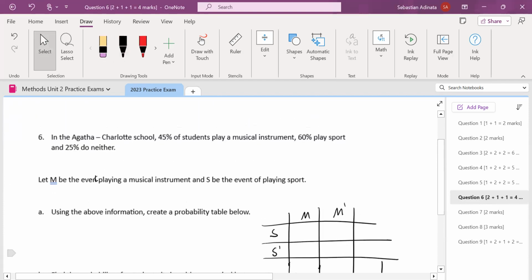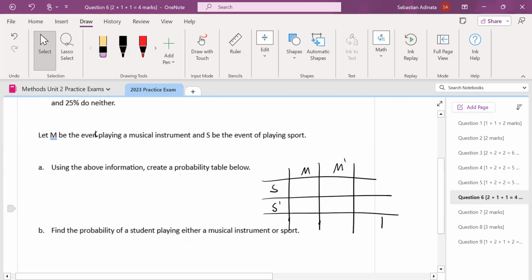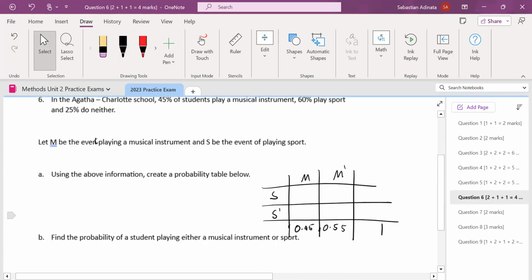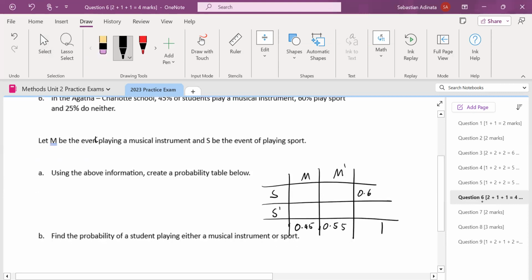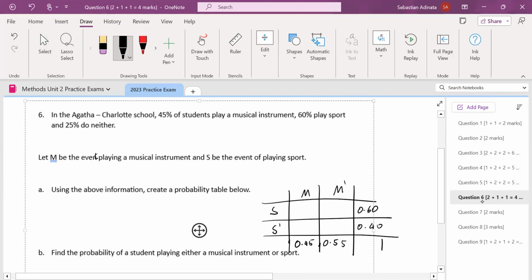So 45% of students play a musical instrument. That means we know this is this, and obviously that will be this. Now, 60% play sport, 0.6. You can do 0.60 if you wish. And 25% do neither. This would be this column here, because this means they don't play sport and they don't do a musical instrument either, basically saying they do neither.